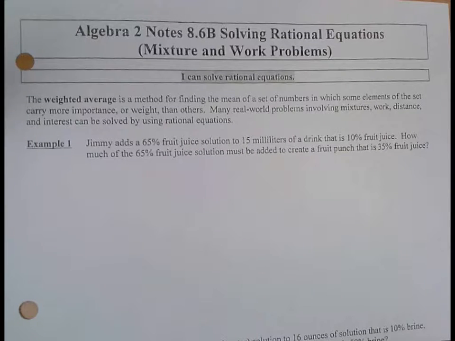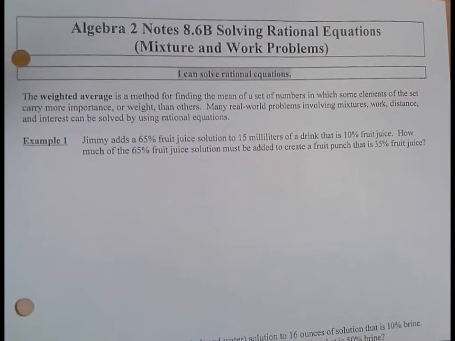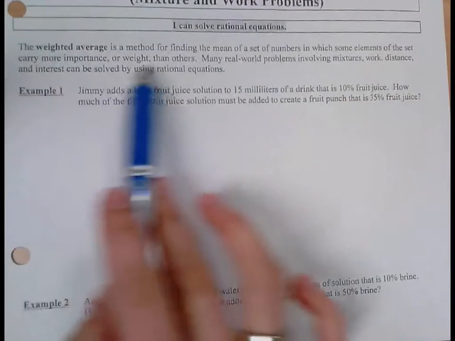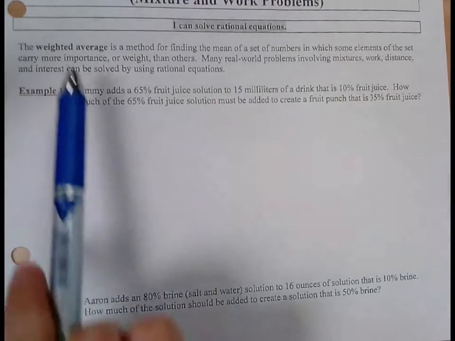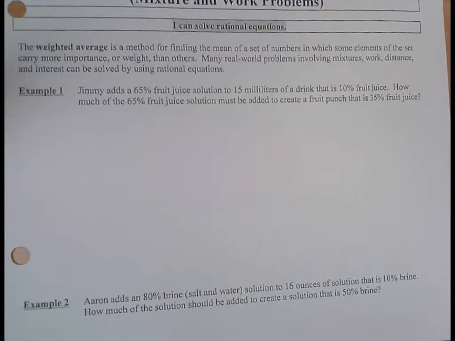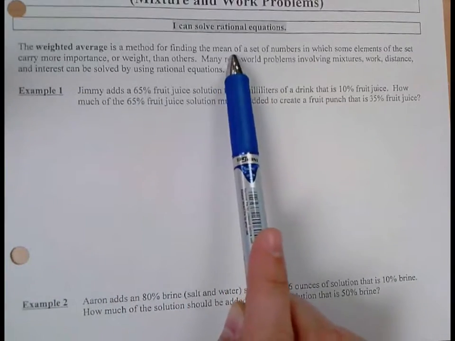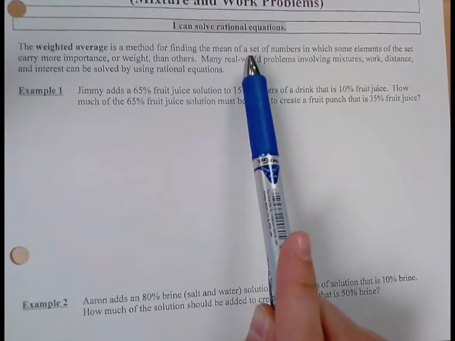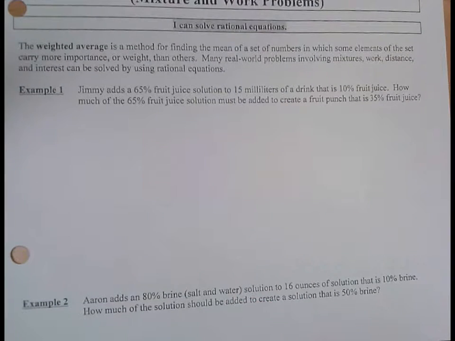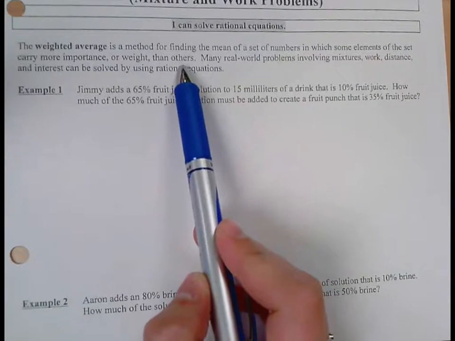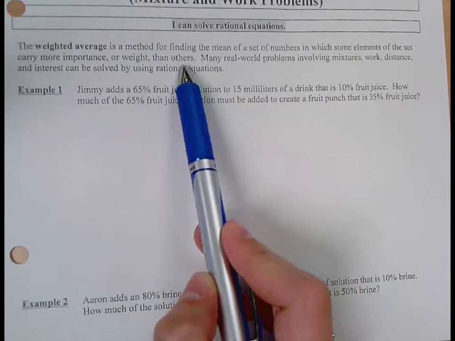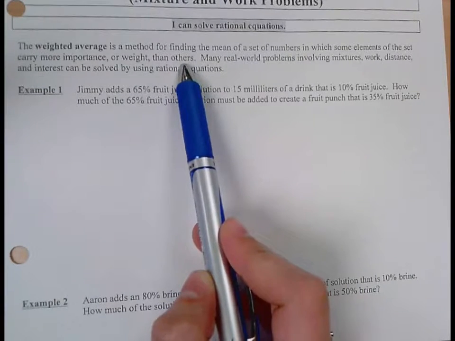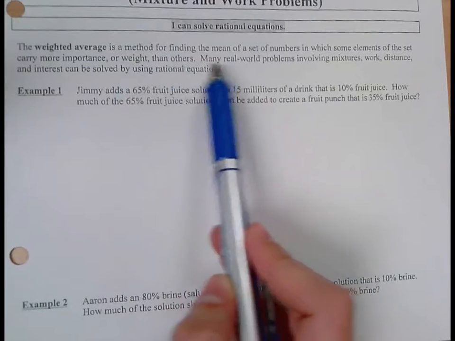All right, so we're going to start out with the mixture problems first. What it says at the top, these are all types of problems that deal with weighted averages. So it's a method for finding the mean or the average of a set of numbers in which some elements of the set carry more importance or weight than others. A common example of a weighted average that applies to all of you would be your GPA. Higher grades have a higher weight on your GPA than lower grades.